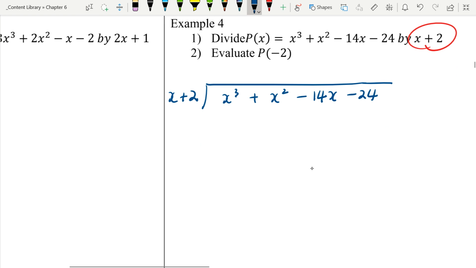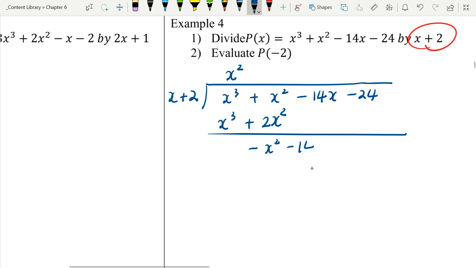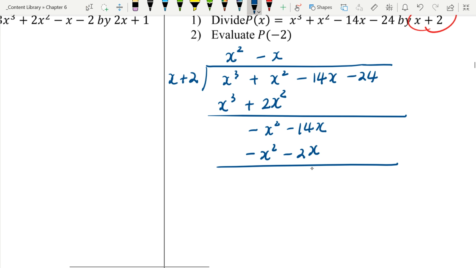We have x cubed divided by x. We have x squared. X squared times x plus 2 is x cubed plus 2x squared. So we subtract that. We have minus x squared and minus 14x. So minus x squared divided by x, we have minus x. Minus x times x plus 2 is minus x squared minus 2x here. And minus 14x minus minus 2x is plus 2x, which is minus 12x.